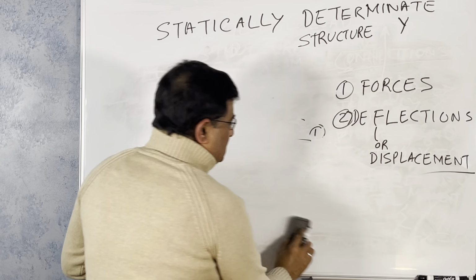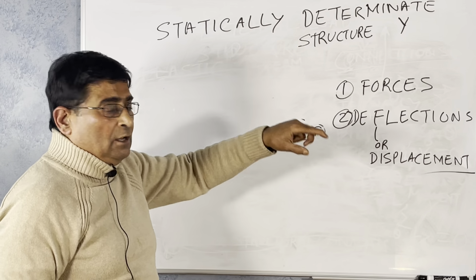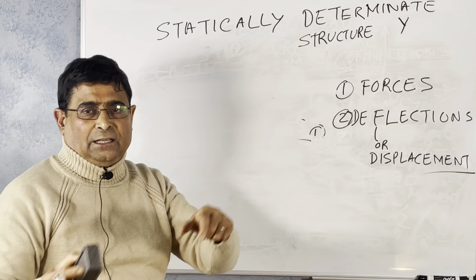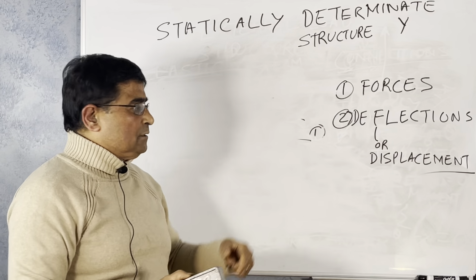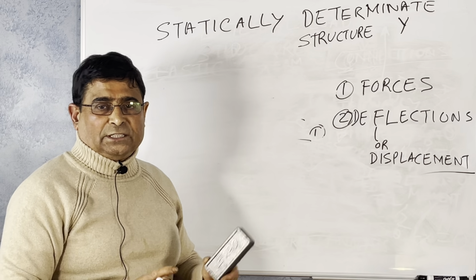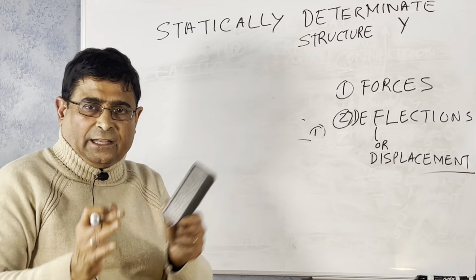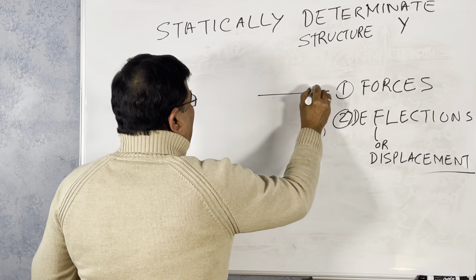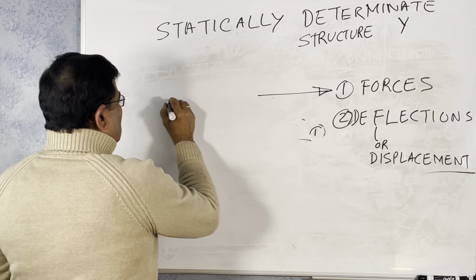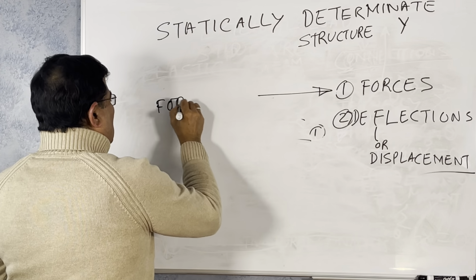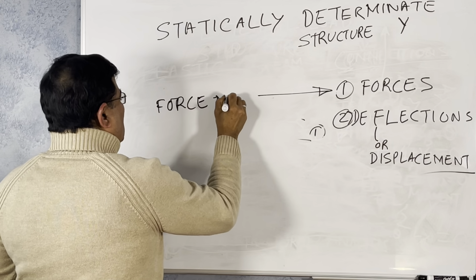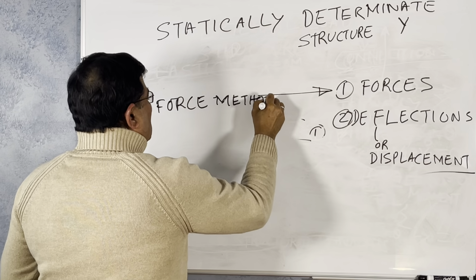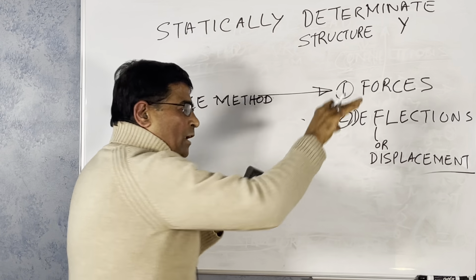We'll discuss that. Stress is proportional to strain. If you know the force or stress, you can find the strain. From strain, you can find the deflection or displacement. All these are connected. But if your main goal is to find the forces, it's the force method. Your goal is to find the forces only.